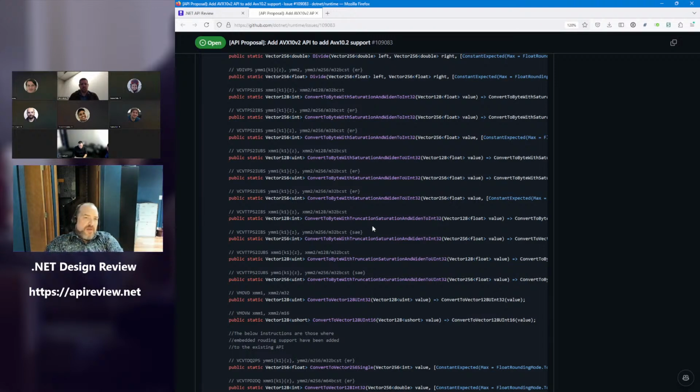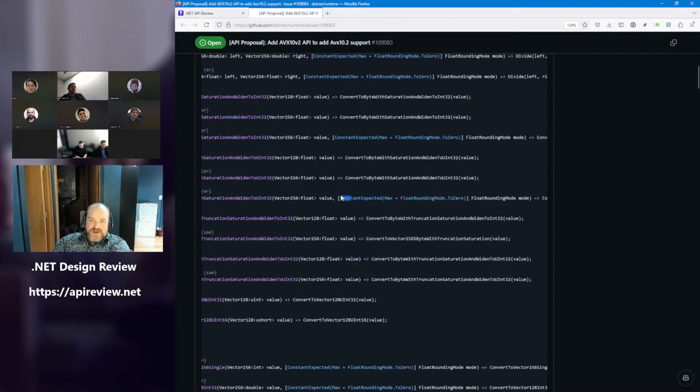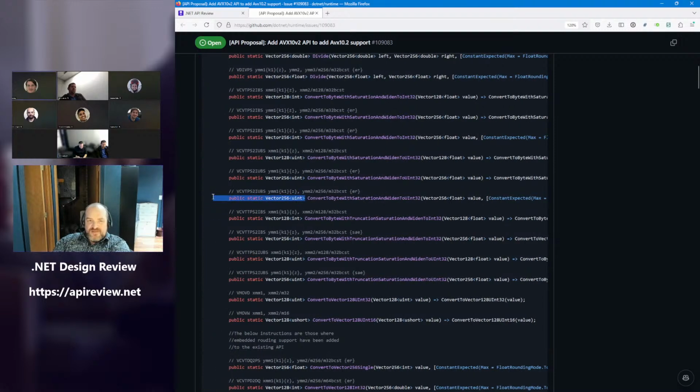Okay. Are these two, convert to byte with saturation and widen to uint 32, the one that takes a float rounding mode and the one that doesn't, the same instruction? Yeah, they're the same instruction. It's just one doesn't have an embedded rounding mode. It uses whatever the current CPU value is, and the other one is an explicit rounding mode.